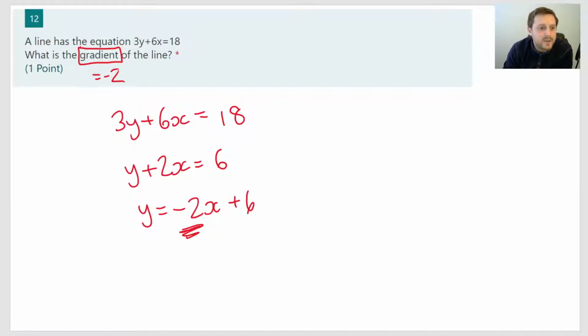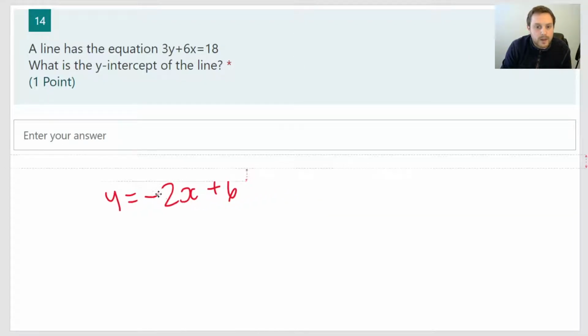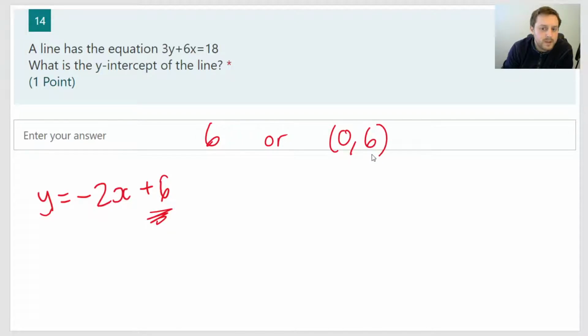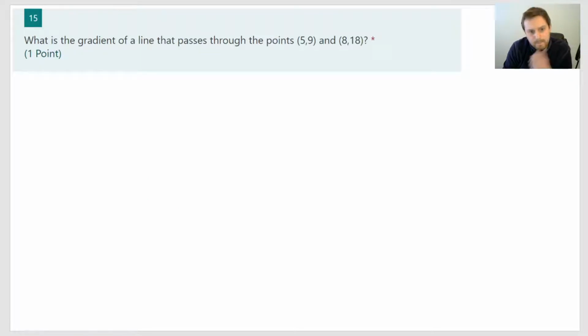3y add 6x equals 18. Rearrange to y is -2x add 6, didn't it? So let me just copy and paste that and put it there. So when we've rearranged this to make y the subject, we can now say what the y-intercept is. It's just going to be 6. Or you could have written 0, 6. It's like that question from before where you could have written either.